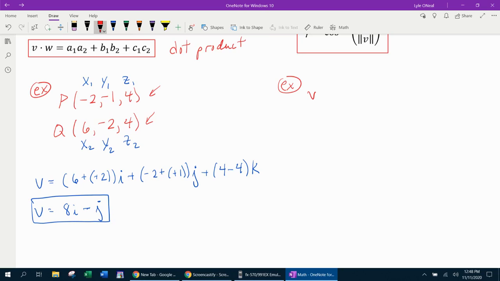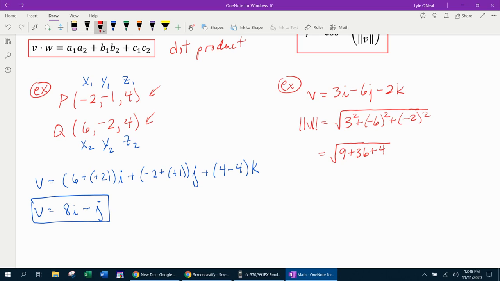Next example. Here they give us vector v is 3i minus 6j minus 2k. And it says find the magnitude of the vector. So here we're going to plug into the magnitude formula, which is the square root of a squared plus b squared plus c squared. And then we just need to work that out. 9 plus 36 plus 4. 36 and 4 is 40, plus 9 is 49. And so it looks like the magnitude, which remember also represents the length of the vector, is 7. And that's all they ask us to find for that example.